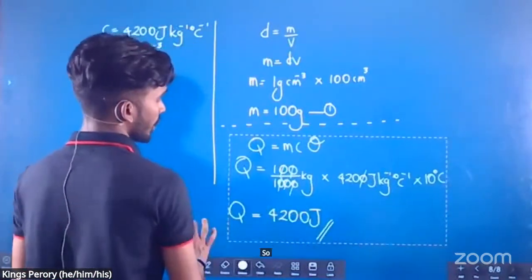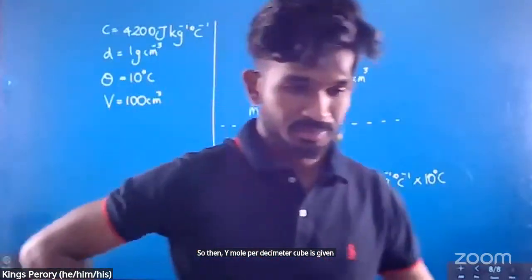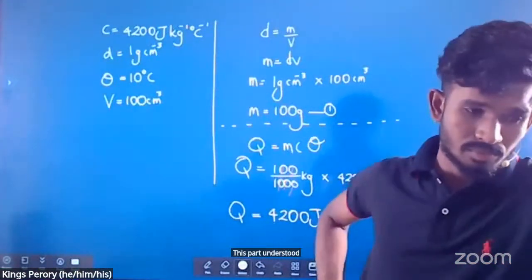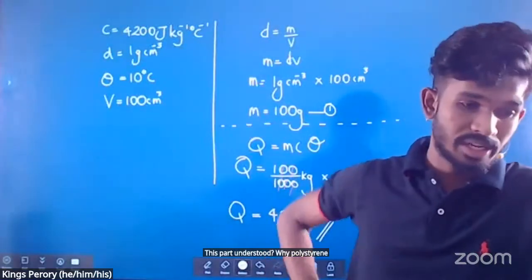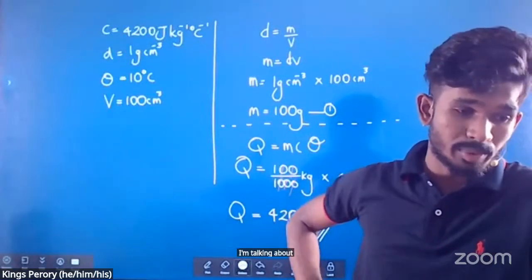So then why is mole per decimeter cube given? Later I will talk about it. This part understood? Why polystyrene cup? Those things I'll talk about later. I'm talking about the calculation part.